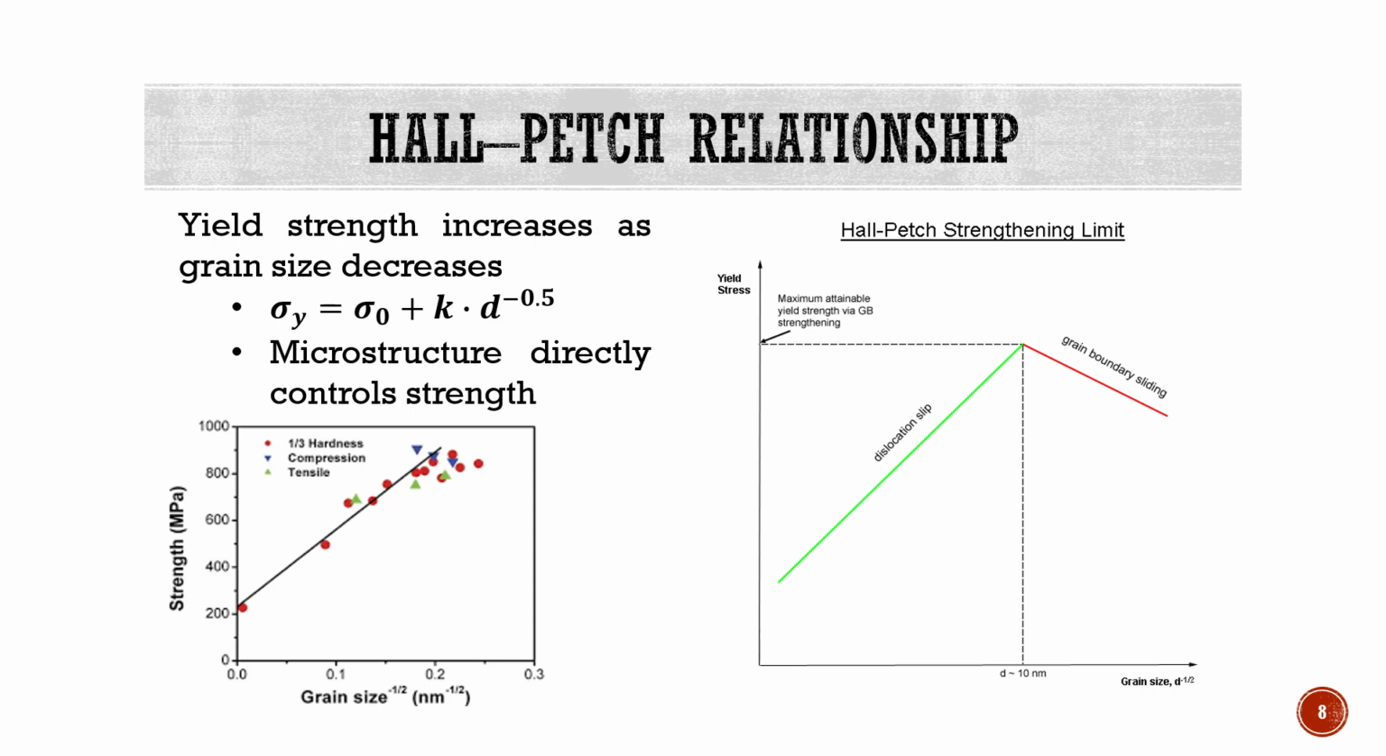The Hall-Petch relationship describes this effect quantitatively. As shown in the graph, yield strength increases as grain size decreases. The Hall-Petch equation directly links microstructure to mechanical strength by showing how grain boundaries resist dislocation motion. This relationship demonstrates that grain size is not a coincidence. It is an engineering parameter that can be designed and optimized to achieve specific strength and performance requirements.